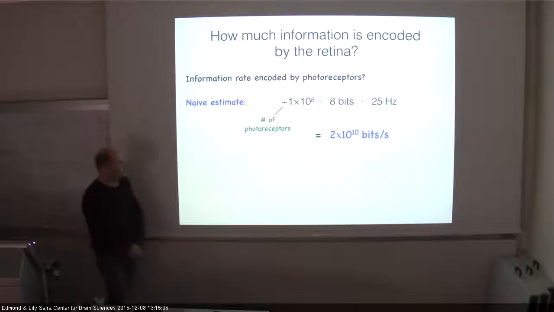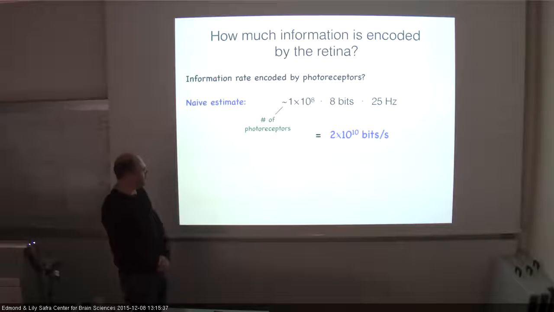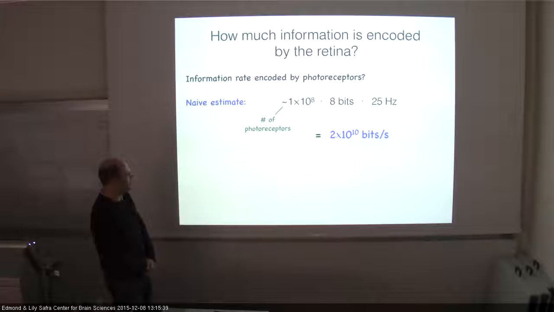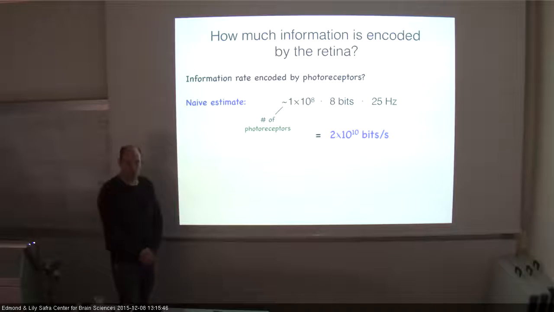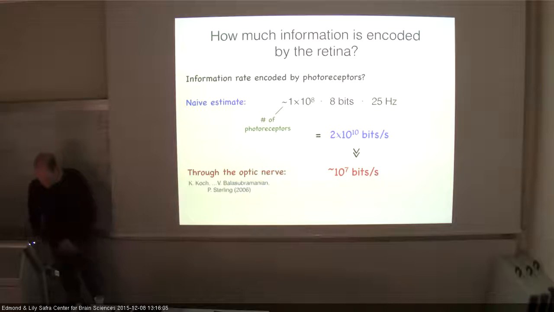So we multiply all these numbers, and we get 2 times 10 to the 10 bits per second. Now, how many bits of information are actually sent from the retina to the brain? This is, of course, difficult to measure because the retina is not sending a stream of bits to the brain. It's sending spikes. Nevertheless, if you're interested, you can look at some rough estimates that have been done recently.